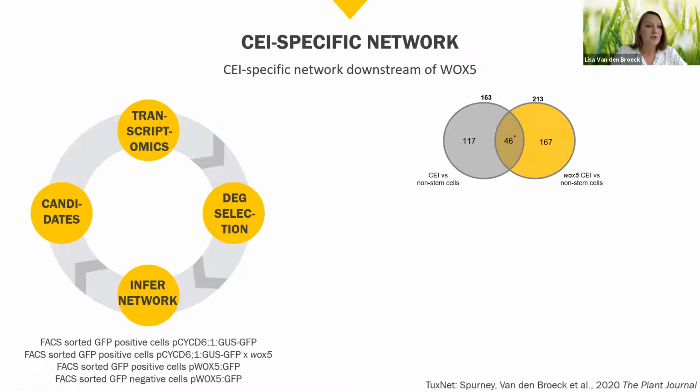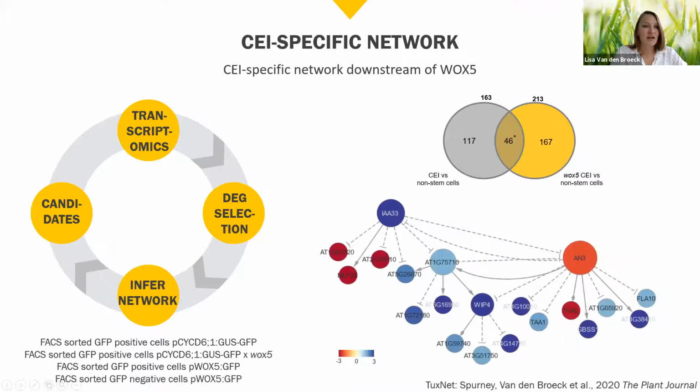And we hypothesized that the regulatory genes that were underlying the cyclin D6 expression should be differentially expressed in the CEI cells of the wild type and of the WOX5 roots. So we focused on the genes that were overlapping between these two sets of DEGs, which were a total of 46 genes. To identify the key regulatory proteins among these 46 genes, we predicted causal relations between the transcription factors and downstream genes and constructed a gene regulatory network using dynamic Bayesian principles, a probabilistic approach.